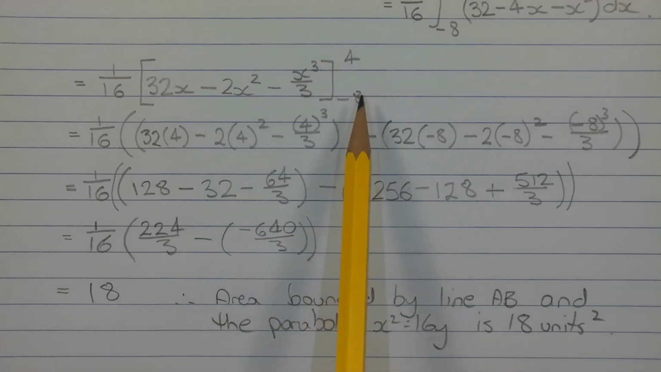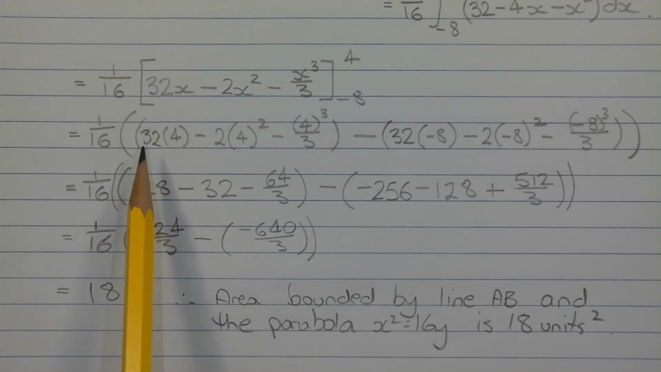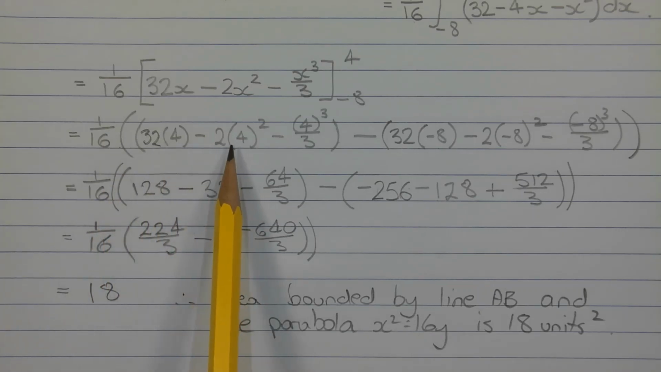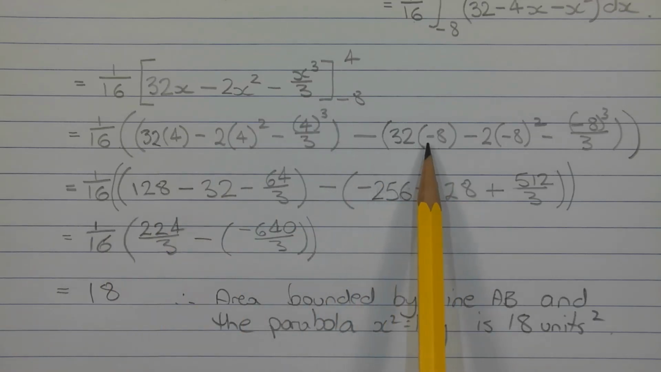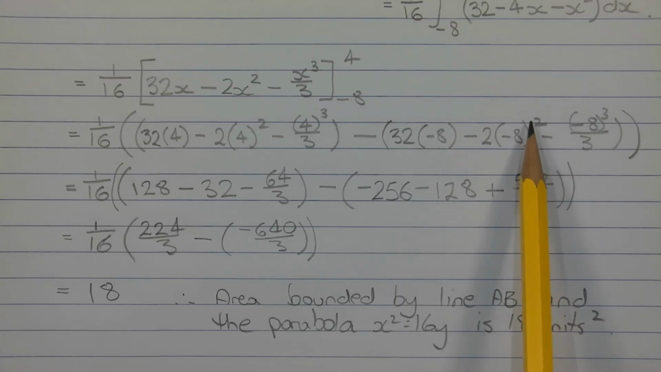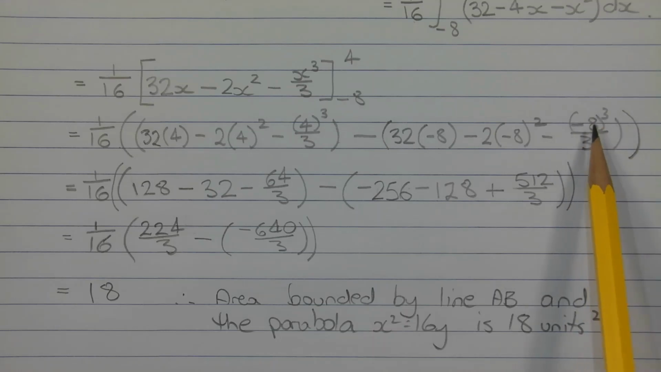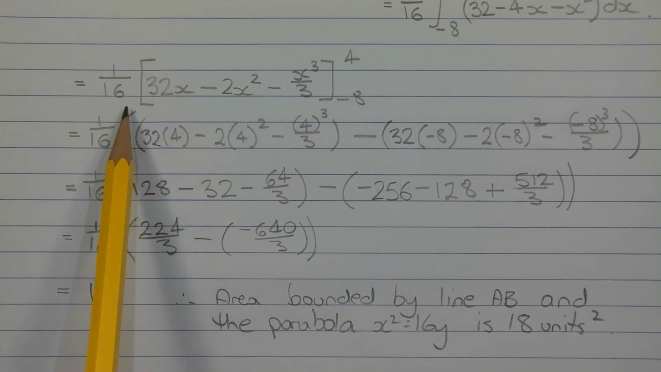So applying the limits of integration, we get 1 over 16 times, open bracket, 32 times 4 minus 2 times 4 squared minus 4 cubed over 3, and that's contained in its own set of brackets, minus 32 times negative 8 minus 2 times negative 8 in brackets squared. This set of brackets here is especially important because we're squaring a negative value, minus negative 8 in brackets cubed over 3. That's contained in its own set of brackets, and this is our outer bracket here, which corresponds to this bracket here.